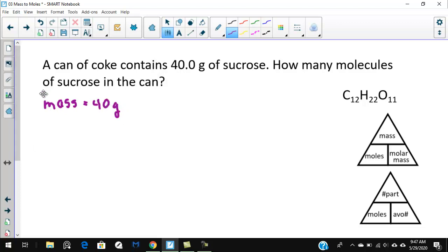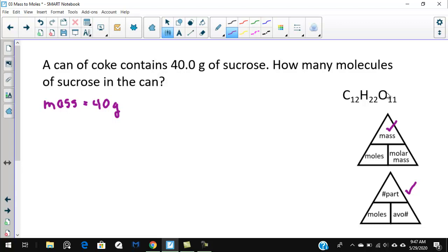We want to know how many molecules. Well, we've got a mass, and in this triangle with numbers of molecules, mass is not in there. Number of particles is what we're shooting for, so we're trying to get this number here. How do we get there? Well, we have been given mass.